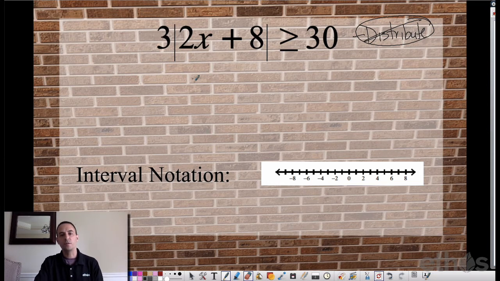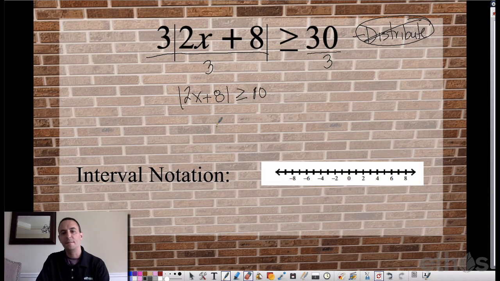So we're going to solve our problem, and we're going to save some time. The first thing we're going to do whenever we have a multiply or divide is divide it off or multiply it off on both sides. This creates that isolated absolute value location. Okay?